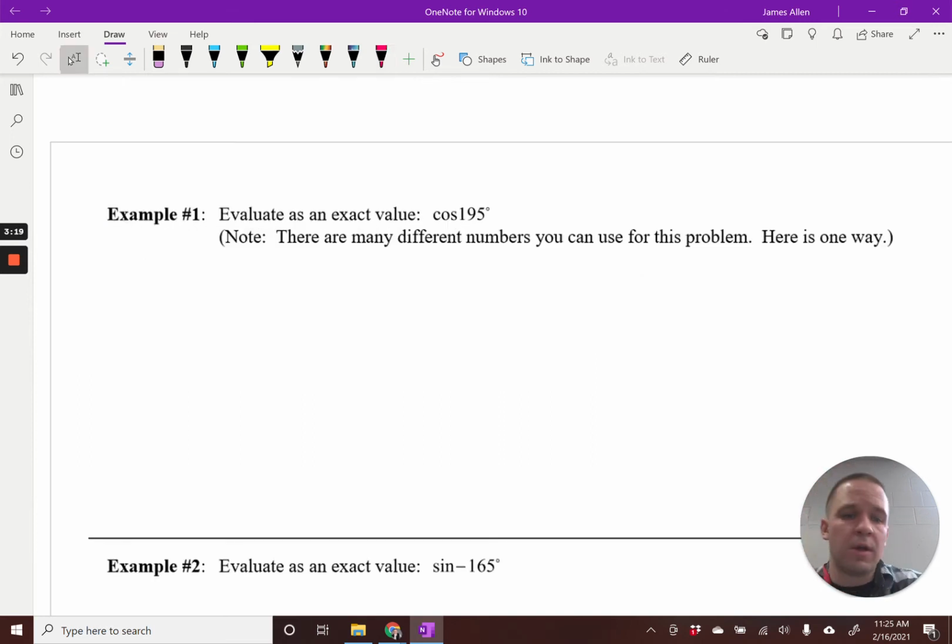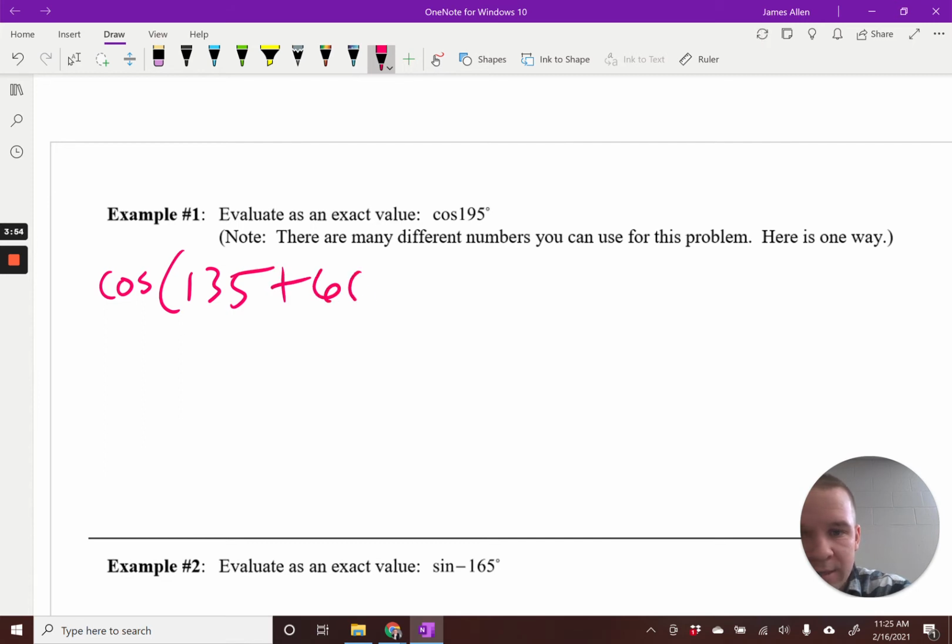All right, to start, disclaimer. Some of these can be done in many different ways. Sometimes there's only one good way to do it, but generally a multitude of ways. So evaluate as an exact value cosine of 195. Yeah, I could plug this into my calculator and get an approximation, but to get an exact one, I'm going to do it by hand. So what two numbers will add to 195 that are nice ones? Well, it's got to have a 45 reference, right? So how about 135? Well, 135 plus what would give me 195? That would be 60. So I'll do cosine of 135 plus 60. That gives me 195, right?